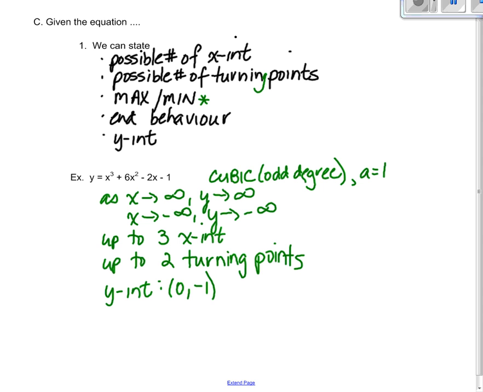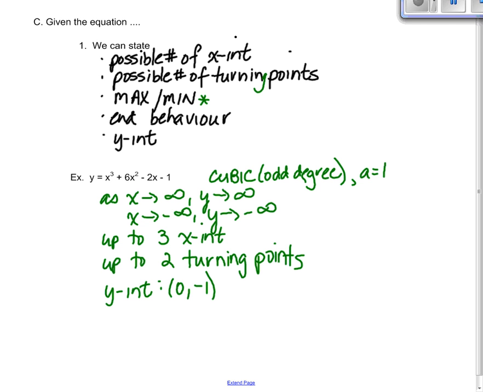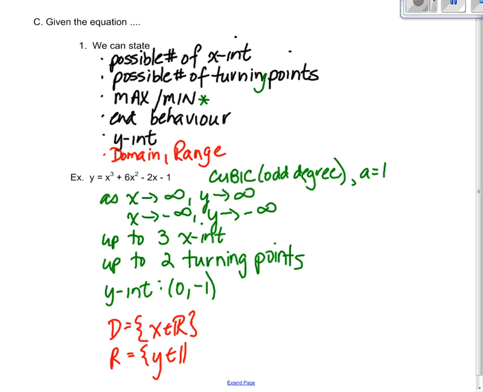Let's look at the next example. Sorry, I just went back for a second. We can add to that. We can often give the domain and range if we have the equation, just from our knowledge of those particular functions. If we have a cubic, our domain is the real numbers, and the range is also the real numbers. That can help us in our graphing as well. Okay, on to the next.